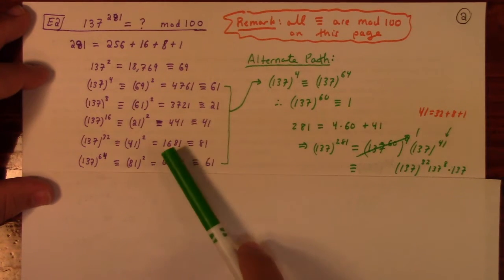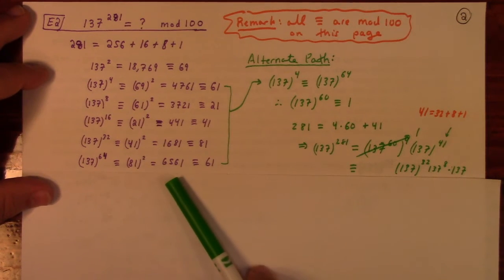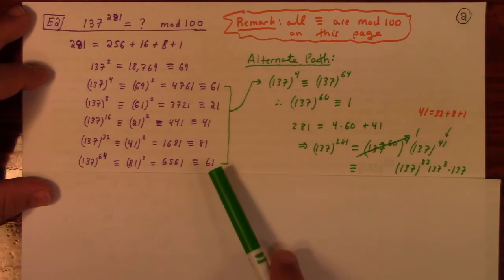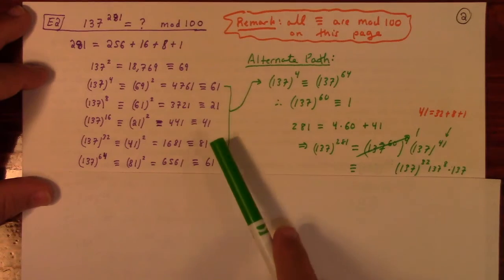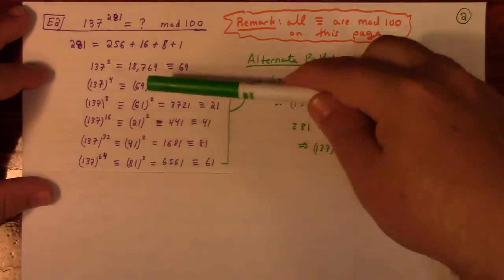As long as my number is not too big. But anyway, 81 squared is 6561, which is congruent to 61. So at this point, whenever you get back to the same number again, that means two different powers are congruent, and you can go from there. But I'm going to keep going this way.